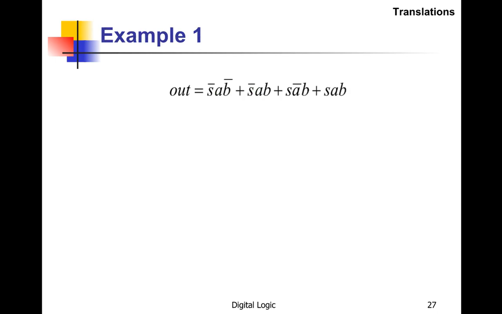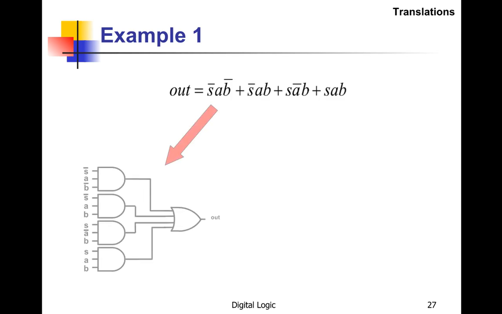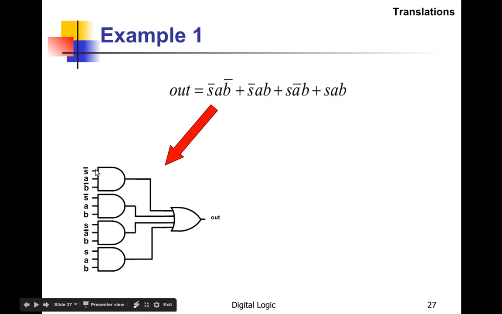So here's an equation. It says out equals S not and A and B not, or S not and A and B, or S and A not and B, or S and A and B, and you can make that out of a schematic like this. So this first thing right here, S not and A and B not, that's this first term, and this guy right here makes the second term, and this guy right here makes the third term, and this guy makes the last term, and then they're all ORed together. So it's just basically taking that equation and translating it into a diagram.